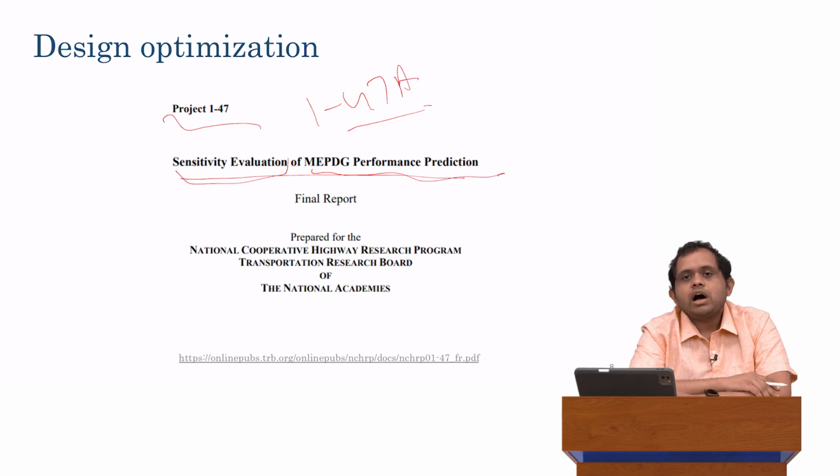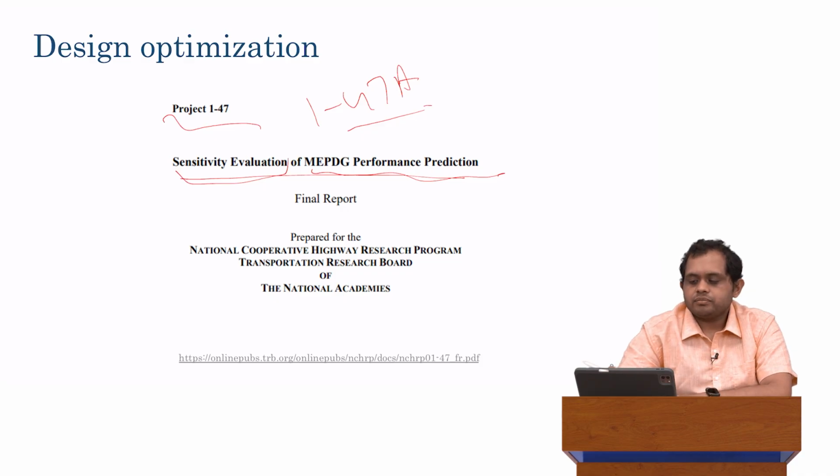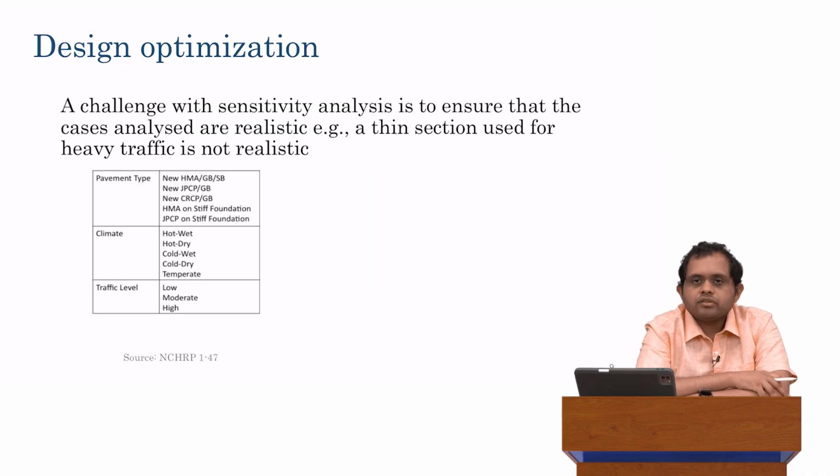Sensitivity Evaluation. How sensitive is the performance of the JPCP section as predicted by MEPDG to its independent design values? So what they did in this study was, they basically took a number of inputs, they varied the inputs, and they saw how much the output, namely the distresses, changed accordingly. So for example, if I double the thickness, how much do I change the cracking? Is the cracking halving, or is the cracking becoming 1/4, 1/10, etc.? That's basically what they were trying to look at.